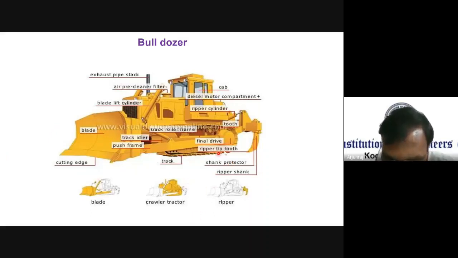As I said, the classification of the bulldozer is based on the crawler type or the wheeled type. It can be either hydraulically operated or operated through cables. It also has cylinders: you have the blade lift cylinder and the ripper cylinder, which are used for getting the power, and according to that, the movement of the bucket and the tooth can be taken. You also have the ripper tip tooth, which is located at the backside. It is also used for digging or construction purposes.